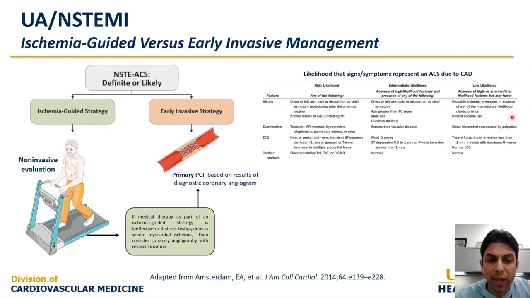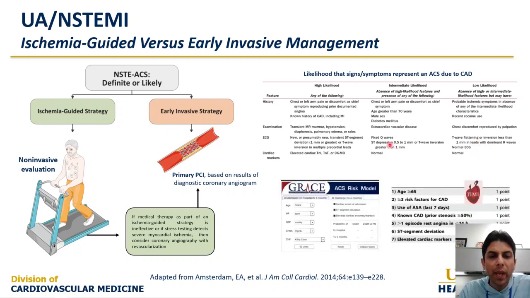And then we have the low likelihood category, where these are patients where the symptoms are not really adding up. They may have had recent cocaine use, so drugs may mimic the symptomatology. On examination, they may have chest pain that's reproducible on palpation, where you're thinking maybe about a musculoskeletal possibility. And then they have non-specific findings on the ECG, such as T-wave flattening. And the cardiac biomarkers here are normal.